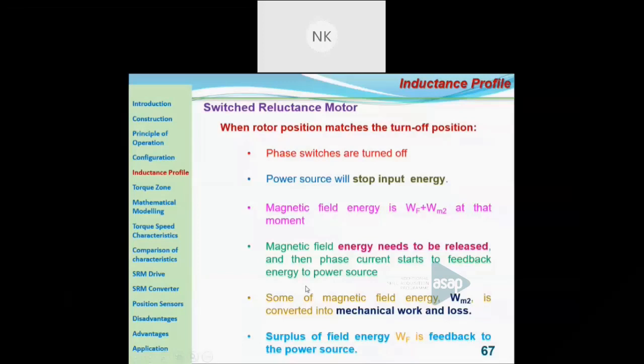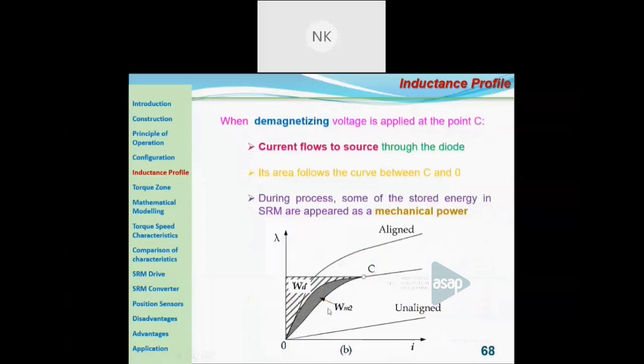And when you look at the flux linkage with the current, this is the unaligned position and this is the aligned position. You can have the magnetizing curve from C0 to C. Here you have the mechanical work done or the co-energy, and this is the stored energy. When it hits the turn-off position, you also have mechanical work done, and the power source will stop input energy, and it will follow a path like this. In magnetization it is 0 to C and in demagnetization it is C to 0. So you have Wm2 and you have Wd.